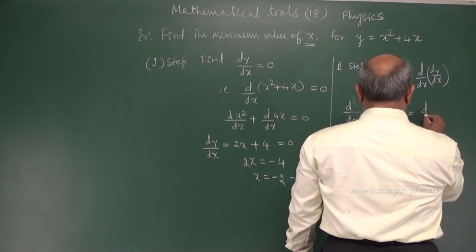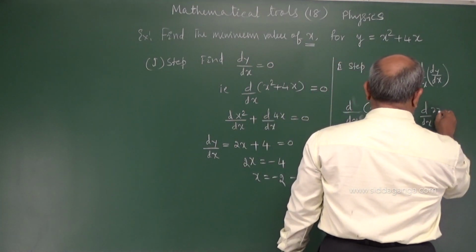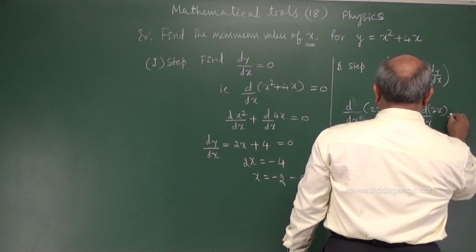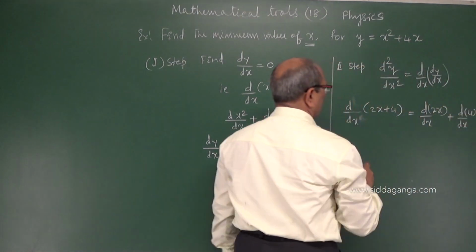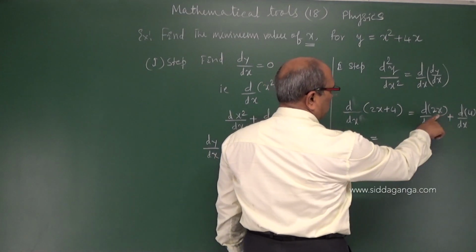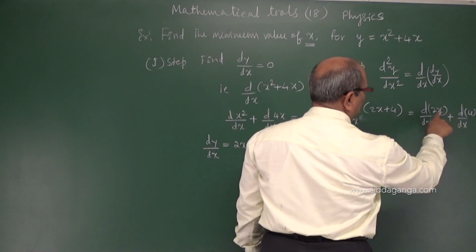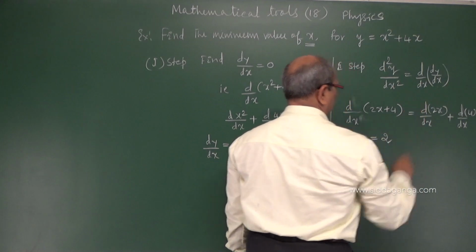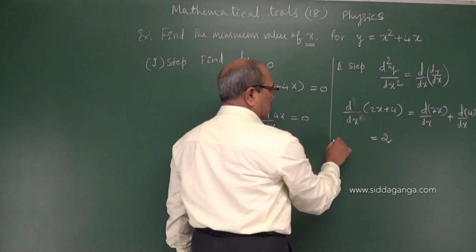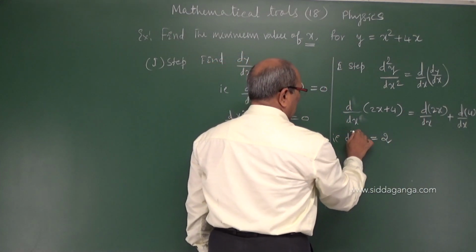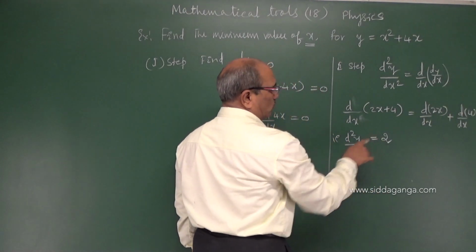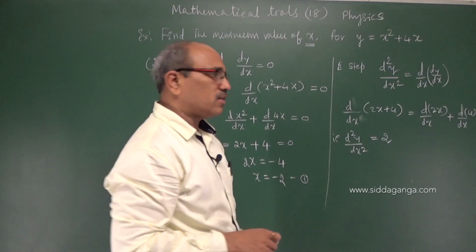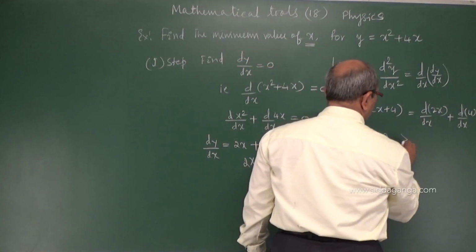Splitting it again, d by dx of 2x plus d by dx of 4. The derivative of the constant is 0, and it becomes 2. That means d square y by dx square is 2, a positive number, which is greater than 0.